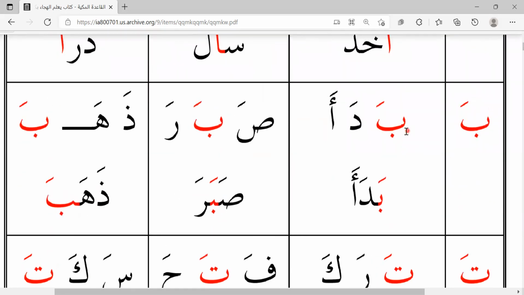As you can see again over here, on the first column, the ba is the first letter of the word. In the middle column, the ba is the second or the middle letter of the word. And on the third column, it is the last letter of the word.